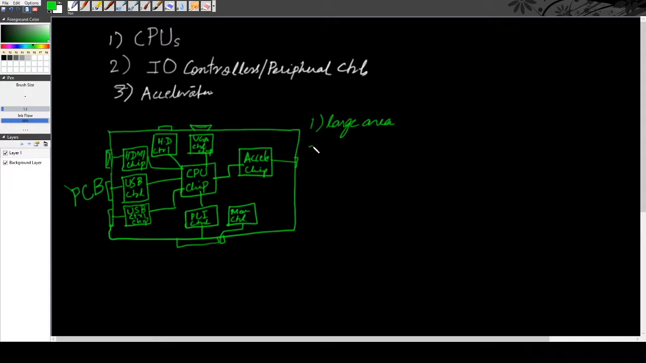Because of the large area and because of different kinds of chips, we have higher power. Each one consumes power, then current flows through these circuits back and forth to the IOs. So overall, you have a higher power.